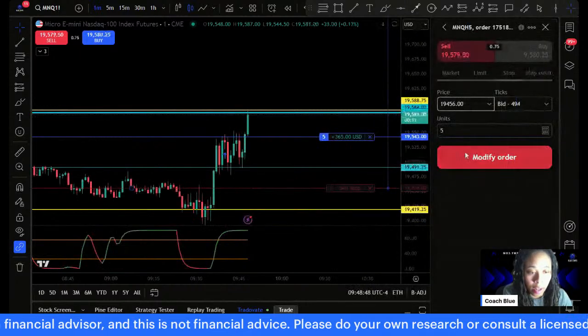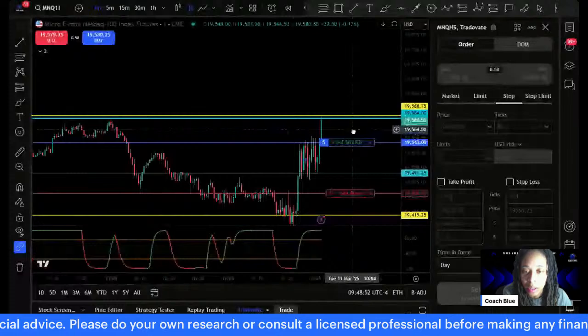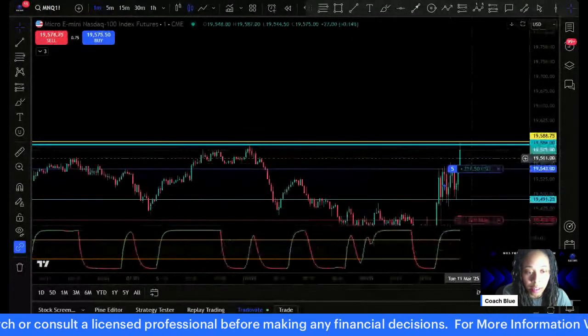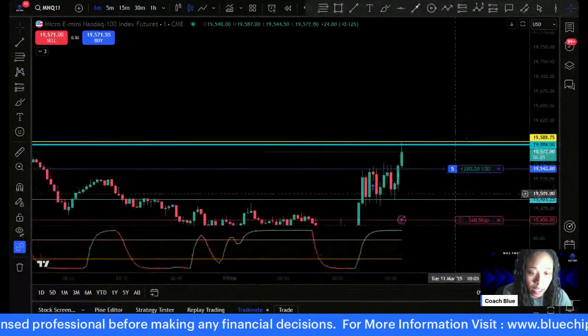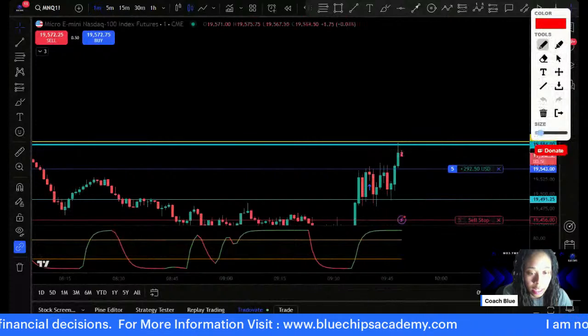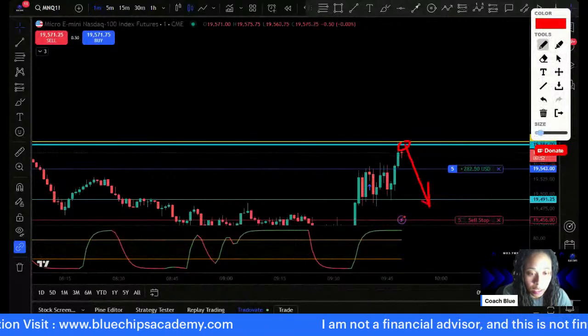Let me see. The part that I'm unsure about is if the buyers have enough pressure, enough momentum to push through this level right here. Okay, but we are getting close to news. So what I don't want to happen, especially because we're in a range, is for price to get rejected and then we come to the downside.